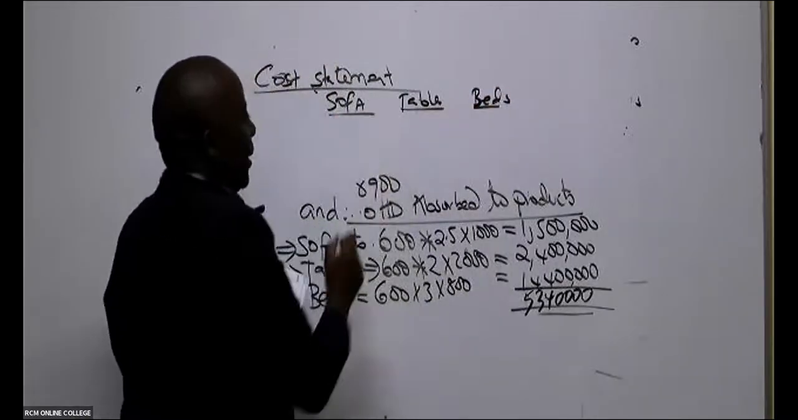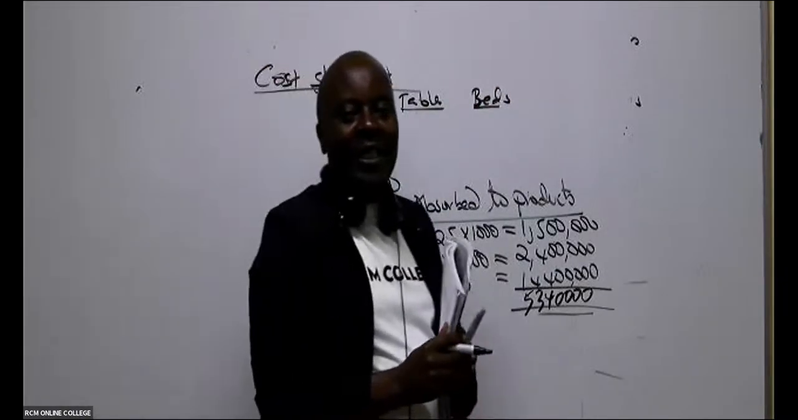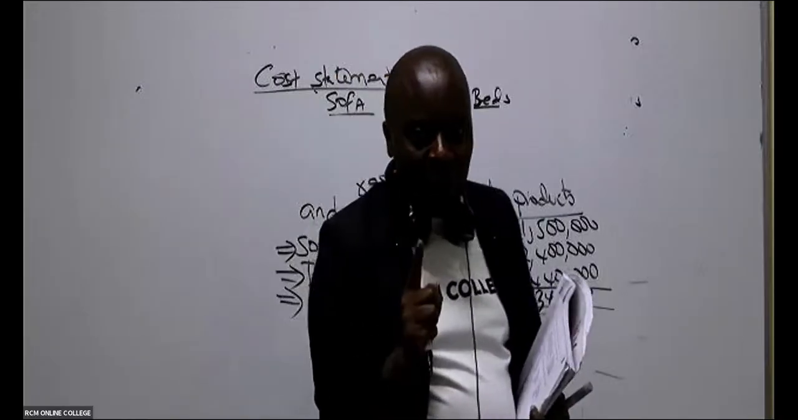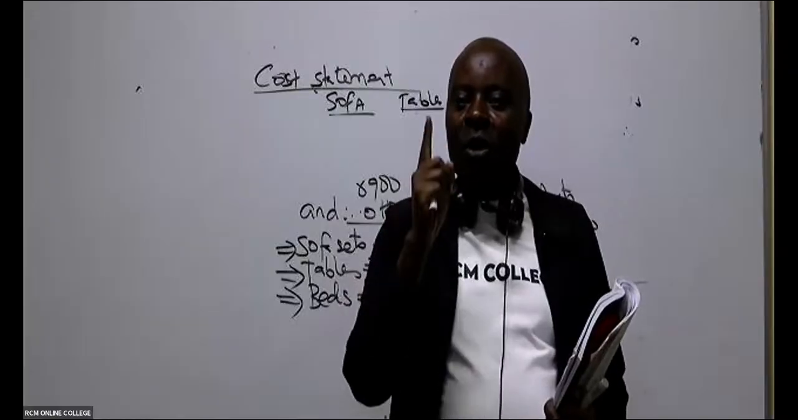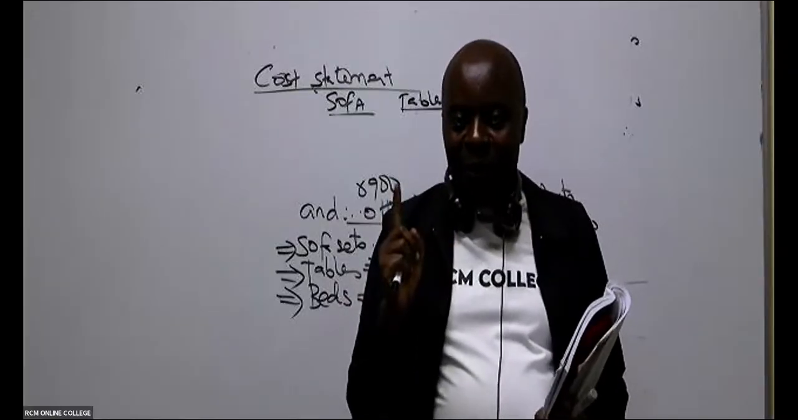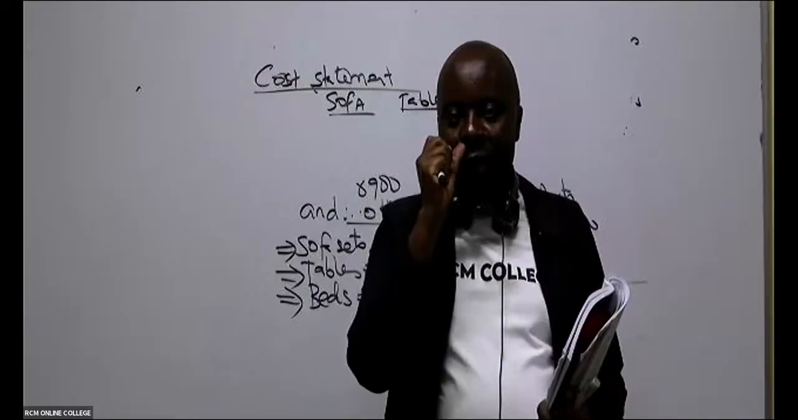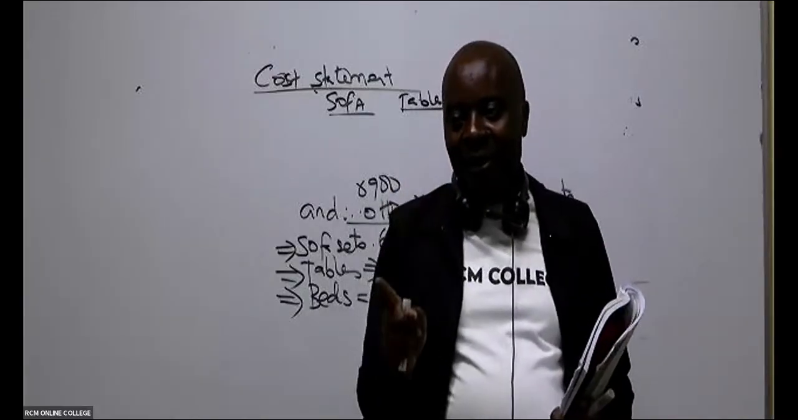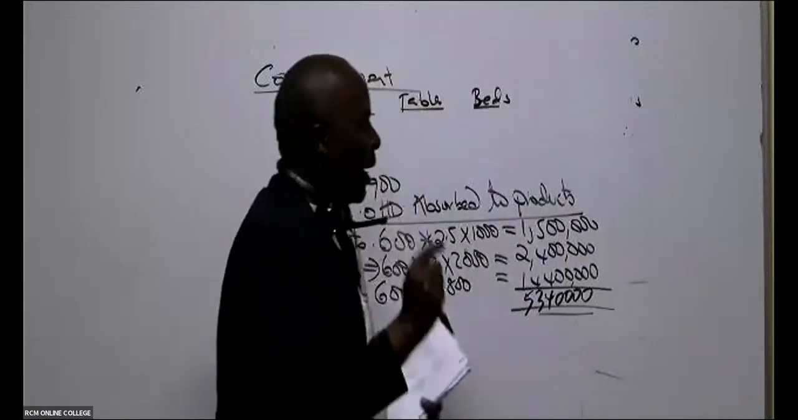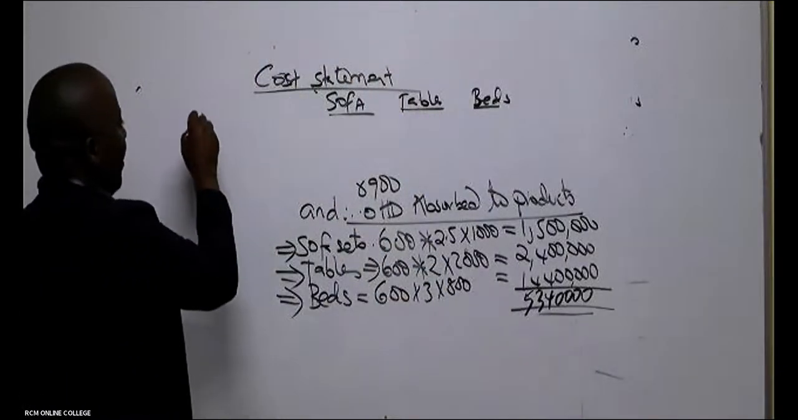Is there somebody who is able to remember our cost components? We have what we call prime costs and overheads. Prime costs are all the direct expenses, like in this case, direct material cost and direct labor. So let's first of all start with prime costs. Give me direct material cost.